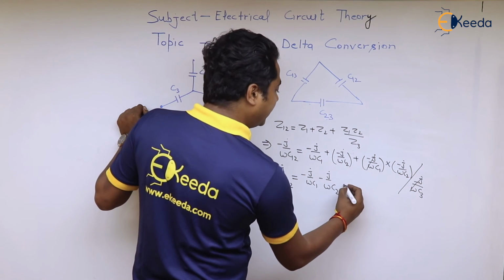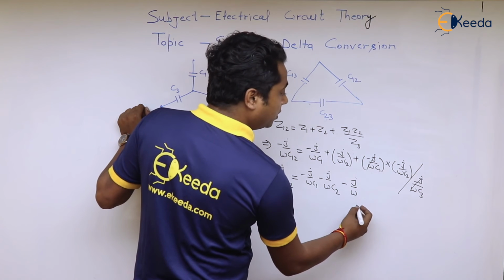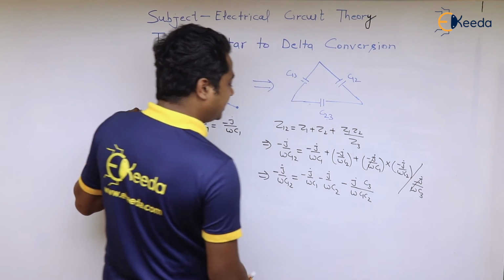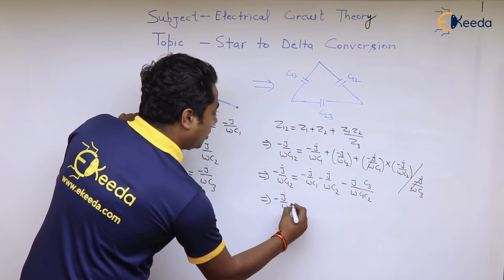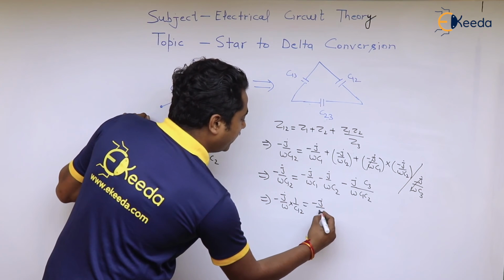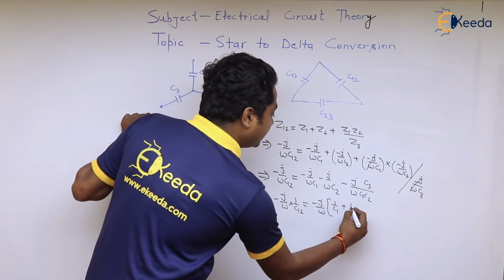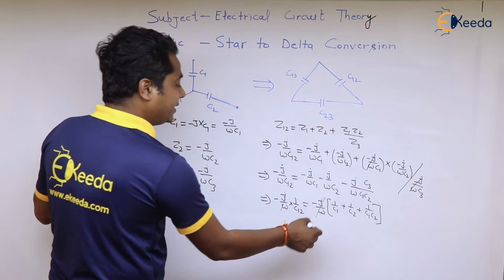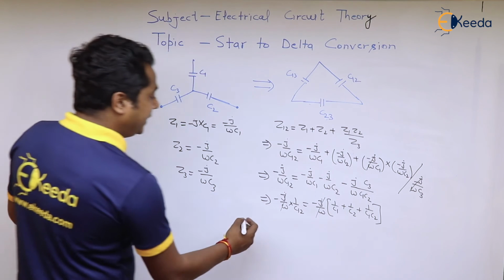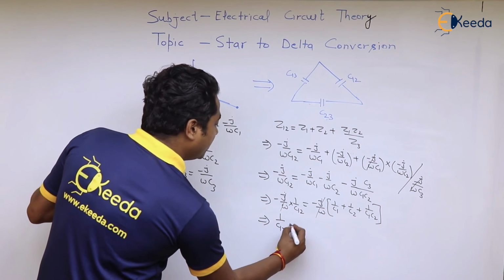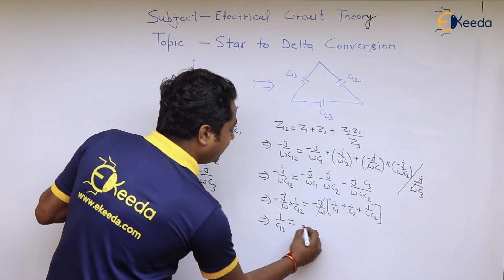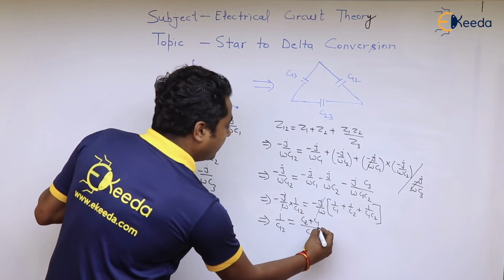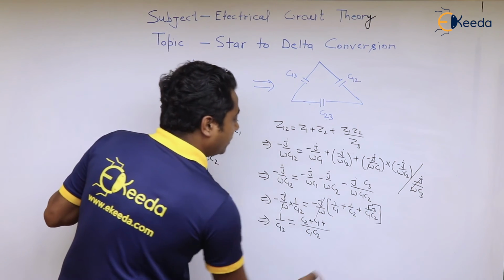Here, C1 C2 and C3 will go above in numerator, C3 like this, and taking minus J upon omega common, minus J upon omega, if you are taking common, 1 upon C1 plus 1 upon C2 plus 1 upon C1 C2, minus J upon omega cancel out, and we can see from here, if we are taking common C1 C2, then what we are getting, this C2 plus C1 plus C3.